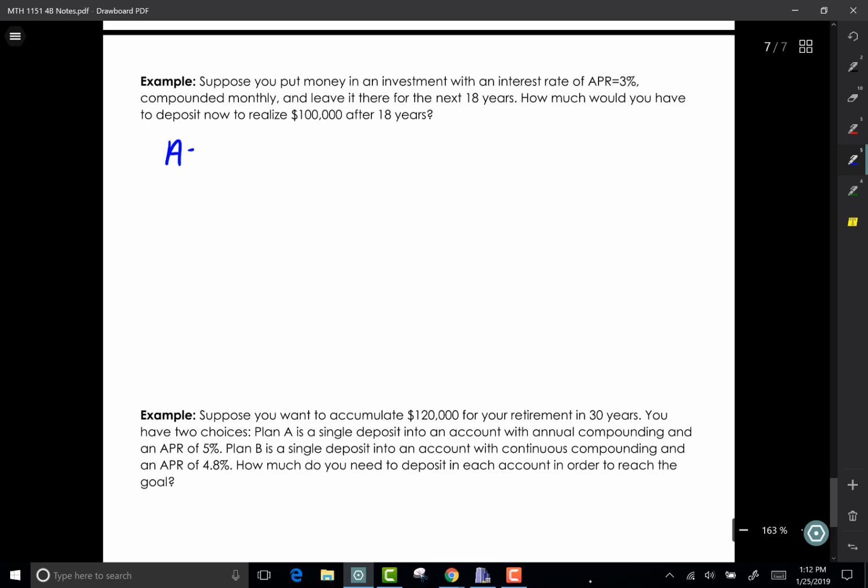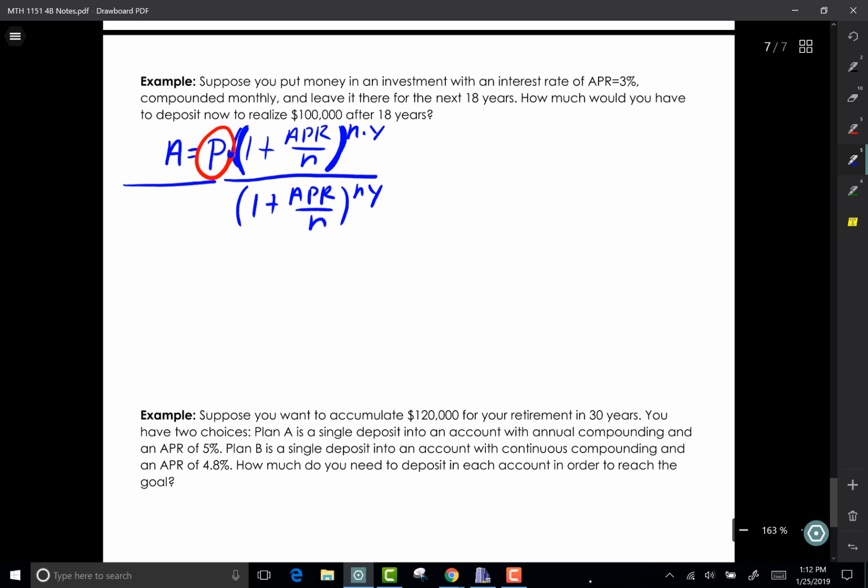So when we look at our formula that we used before, principal times 1 plus APR over n raised to the power of n times y, we need to figure out what the principal is. So we have to solve this equation for the principal. Since the principal is being multiplied by this whole big mess, I'm going to divide both sides by that big mess. I can do anything I want as long as I do it to both sides of the equation.